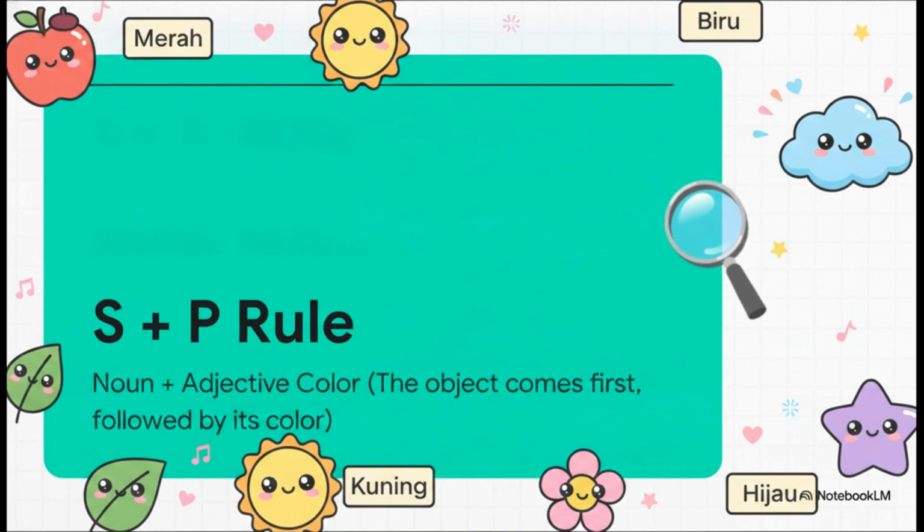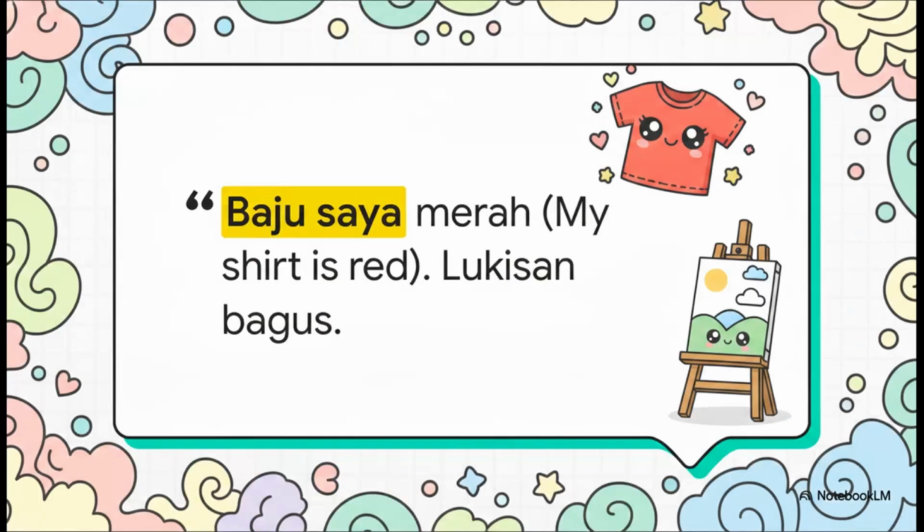It's the S plus P rule, which simply means the noun goes first and the adjective, in this case, our color, follows right behind it. You state the object first, then you paint it with the color. So, for example, if you want to say, my shirt is red, you start with the noun, baju saya, which means my shirt, and follow it directly with the color, merah. Baju saya merah. Or, if you want to say a painting is beautiful, painting is lukisan and beautiful is bagus, so it simply becomes lukisan bagus. The descriptor always trails the object.